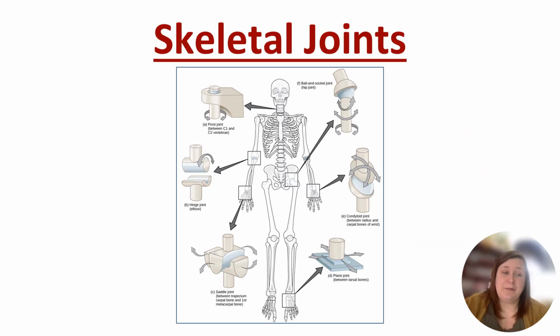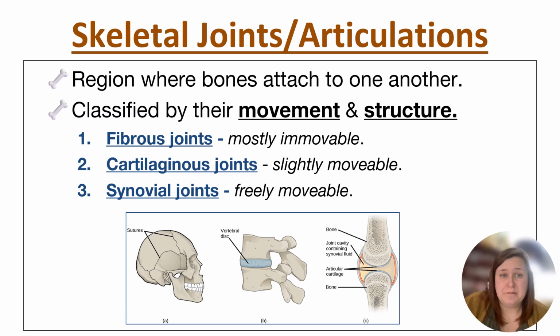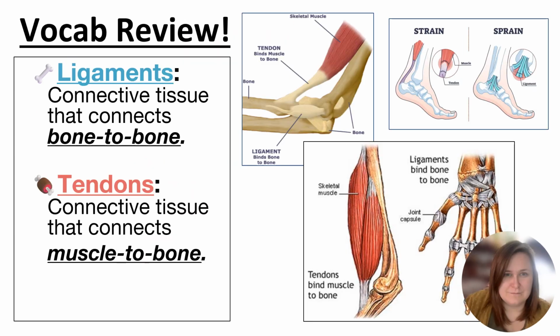So let's talk a little bit about joints. We're going to have a few different types of skeletal joints. You'll also hear these referred to as articulations. So these are going to be regions where bones attach to one another. They're going to be classified by their movement and their structure. So we will have fibrous joints. These are going to be mostly immovable. We are going to have cartilaginous joints. These are going to be slightly movable. And we will have synovial joints. These are going to be freely movable.